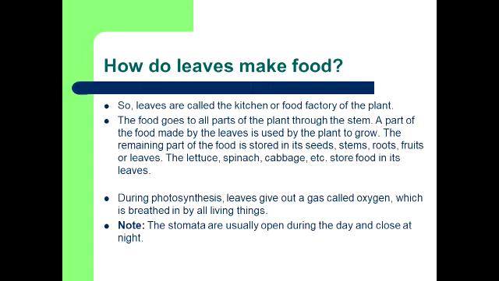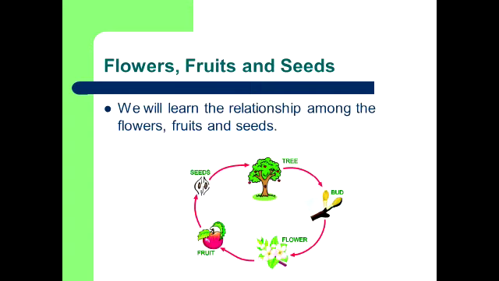Now, during photosynthesis, leaves give out a gas called oxygen, which I already told you, which is breathed in by all the living things. Now, please note here that the stomata are usually open during the day and close at night. So, when do plants make food? They make food during the day. Now we learn about flowers, fruits and seeds. There is a very interesting relationship among flowers, fruits and seeds that we will study further.